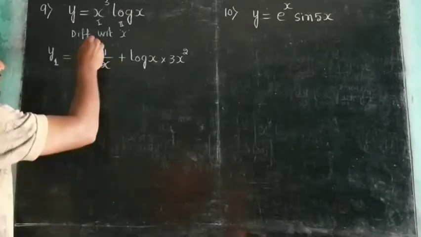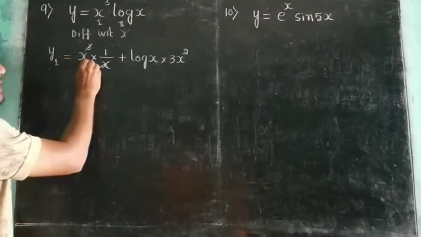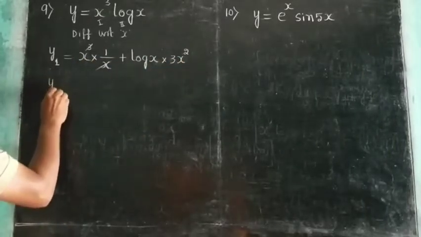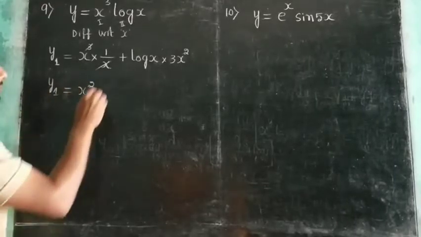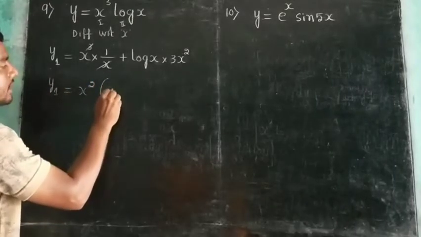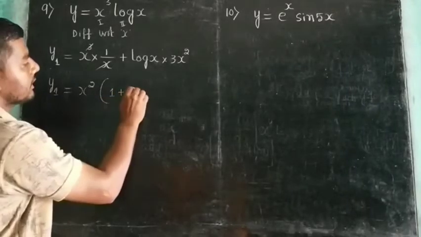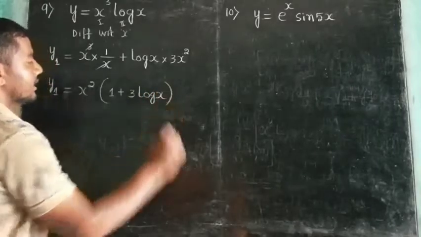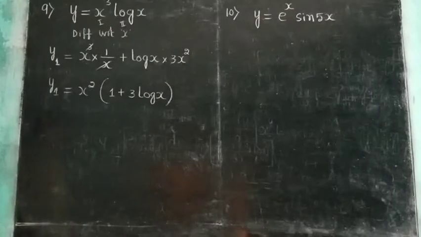Here 1 by x and x cube, the x are cancelled. x square is there. Here is also x square. So in y1 take x square as common. The remaining value is 1 plus 3 log x. This is the first derivative.